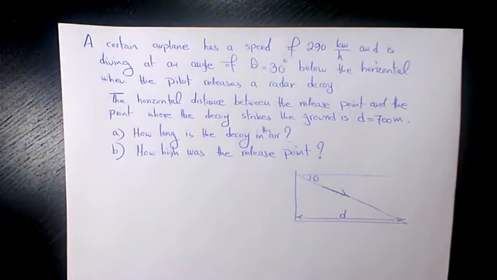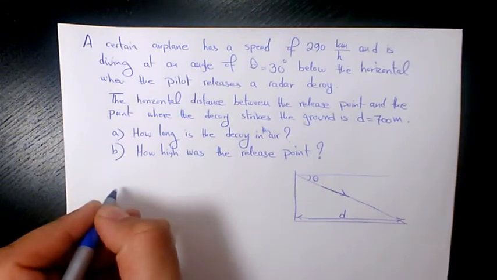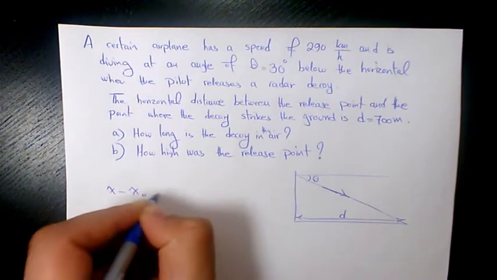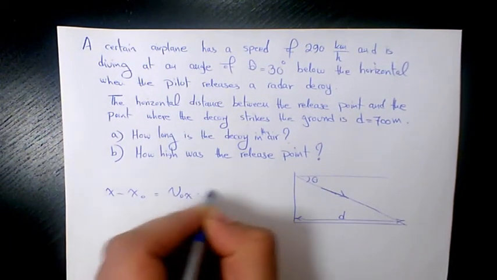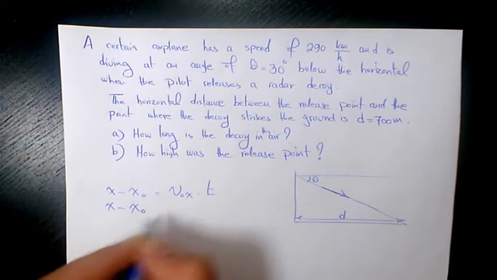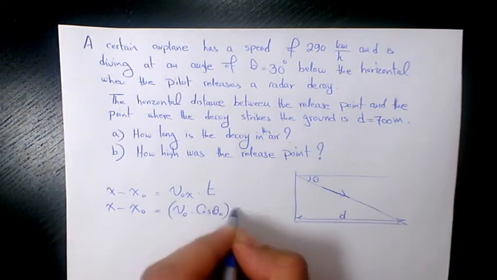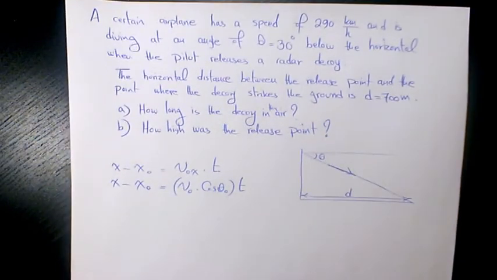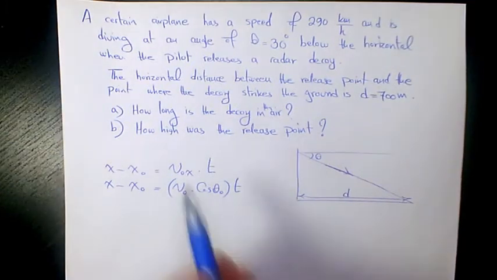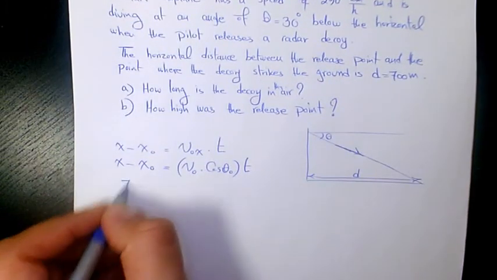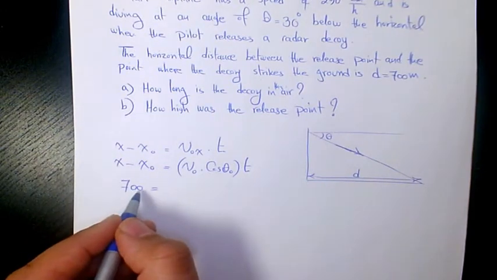So we need to find time, t, and also the height, h or y. So let's have x minus x naught equals v naught x times t, which means x minus x naught equals v naught times cosine theta times t. The distance is 700 meters, as given.